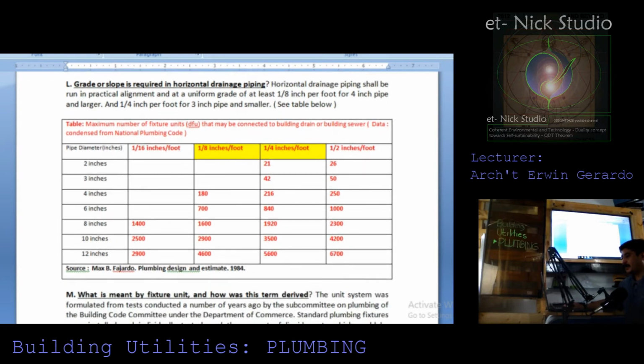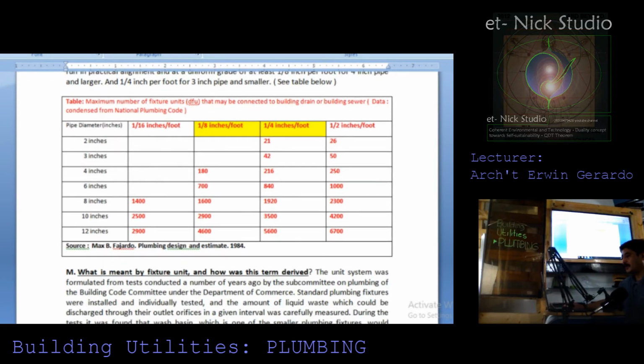So this is the table for the drainage fixture units that can be connected to a building drain or building sewer.